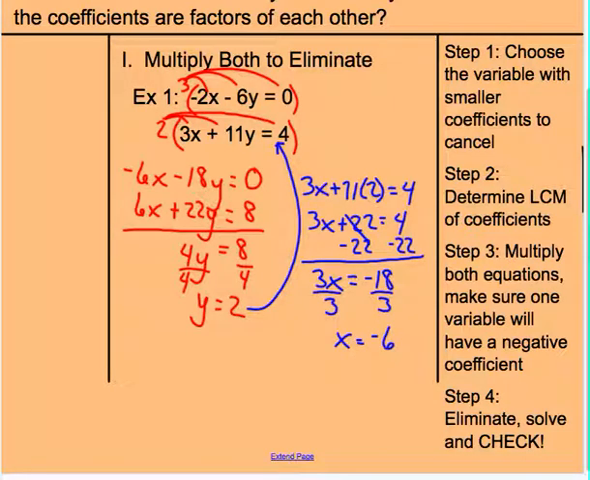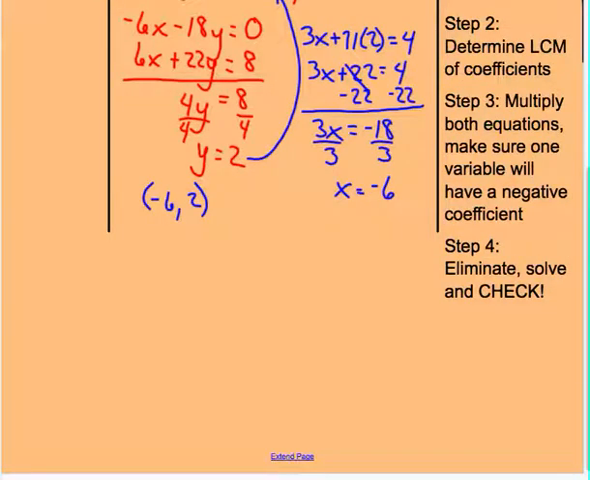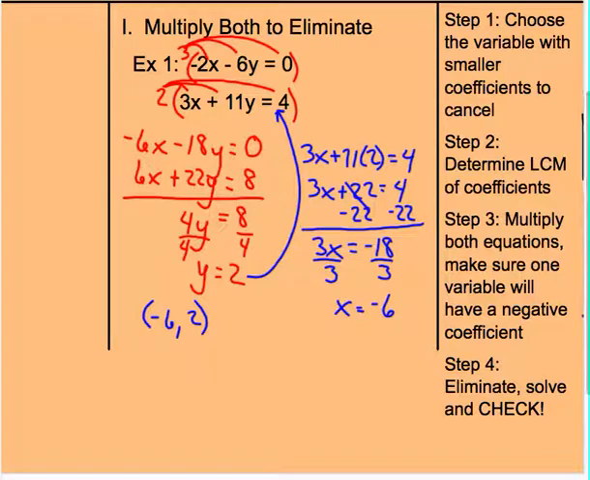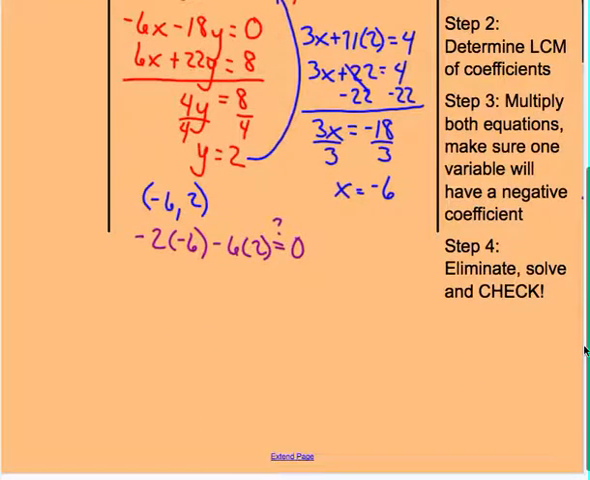So I'm almost done with step 4. I have solved for both variables. I'm going to write them as an ordered pair, x coordinate first, then y coordinate. So now I need to check my solution in the equation that I didn't use to solve for x, and that would be my first equation. So I've got -2 times x, replacing x with -6, minus 6 times y, which is 2. Does that equal 0? -2 times -6 is positive 12. 6 times 2 is 12, so 12 minus 12 does equal 0.